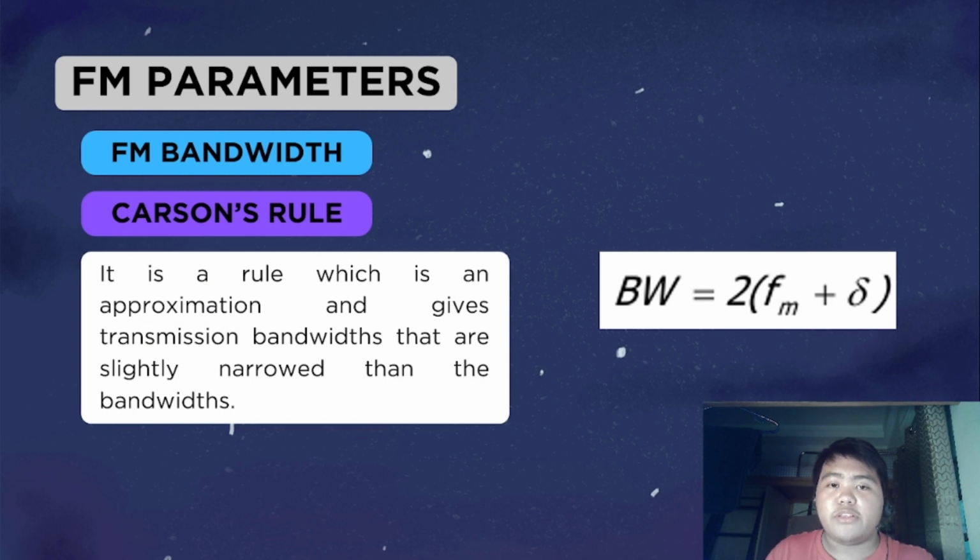And the final parameter that we need to consider of an FM signal is the FM bandwidth. There are 4 requirements that we need to consider. The first one is Carson's rule. It is a rule which is an approximation and gives transmission bandwidths that are slightly narrower than the actual bandwidths. It can be expressed as twice the sum of the modulating frequency and the frequency deviation, in which the bandwidth is defined as approximately 98% of the total power in the modulated wave, and significant sidebands are considered greater than 2% of the carrier.